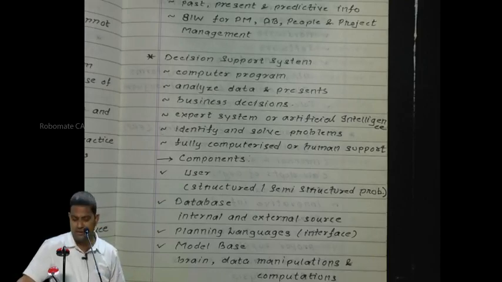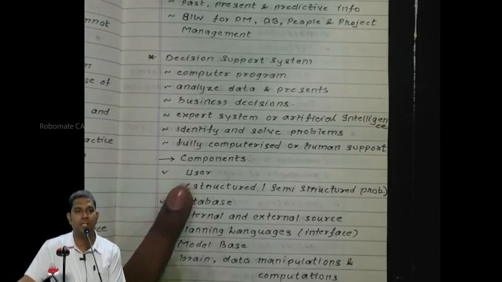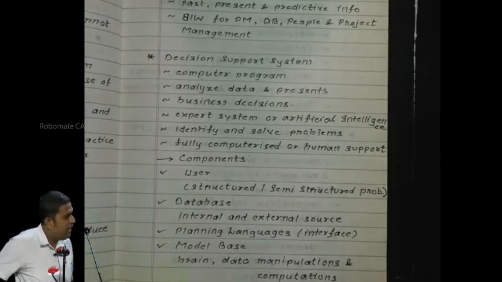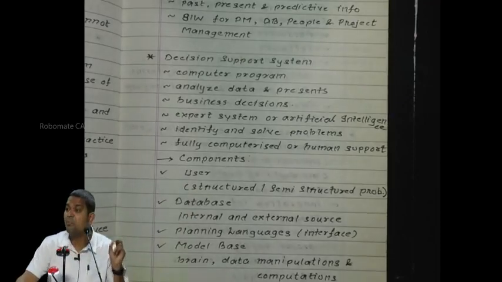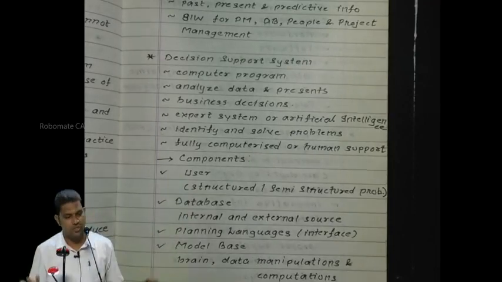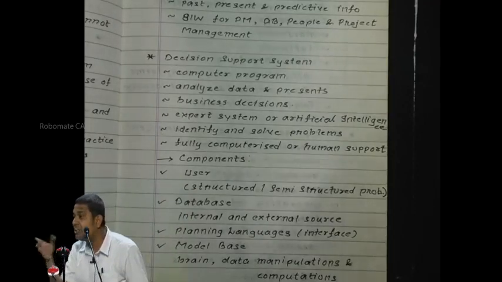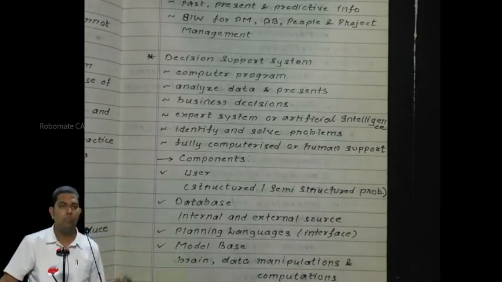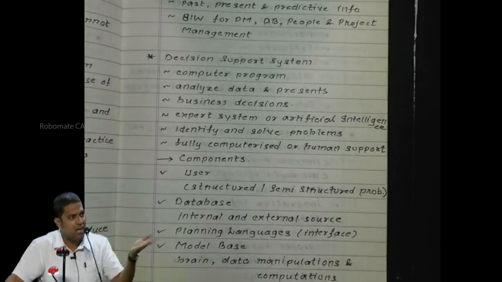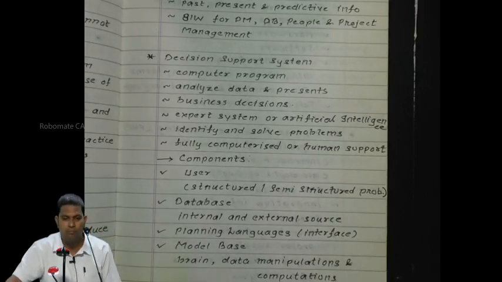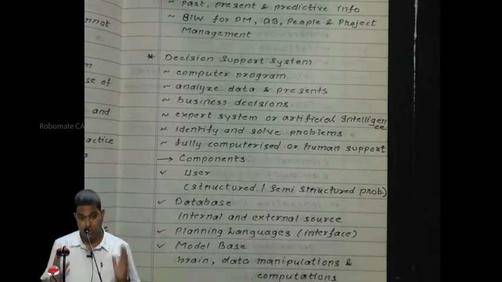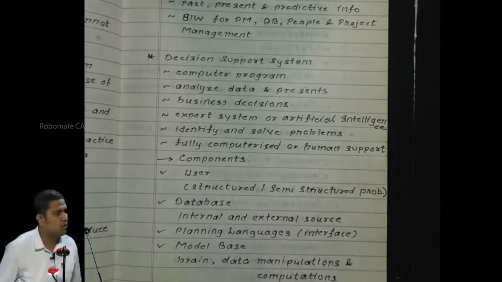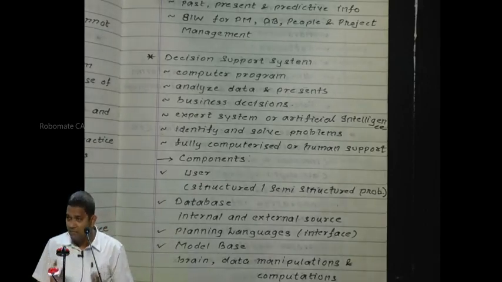What are the various components? The first component is the user who is using it. A user will have a structured problem, that means a problem which is well understood, or a semi-structured problem, that means a problem which is partly understood. There cannot be an unstructured problem, because if you have not understood the problem, how are you supposed to solve it? So you are not the right person to solve the problem. A problem could be structured, well understood. It is always said a problem understood is a problem half solved. So it could be structured or semi-structured.